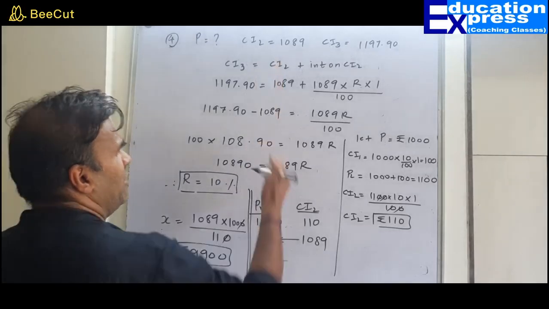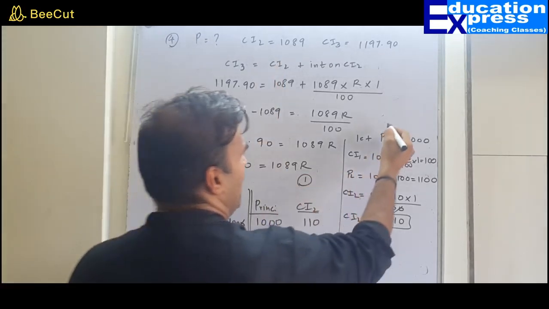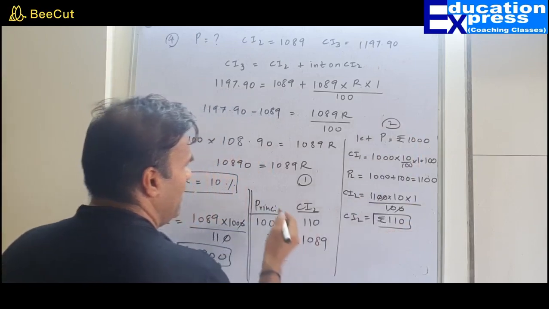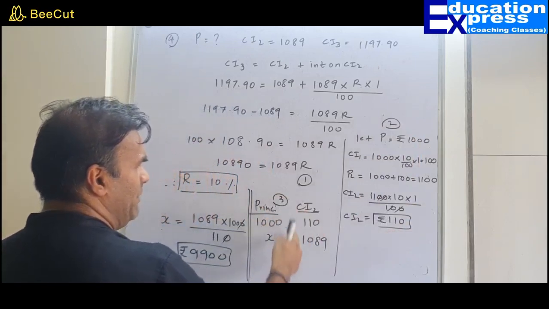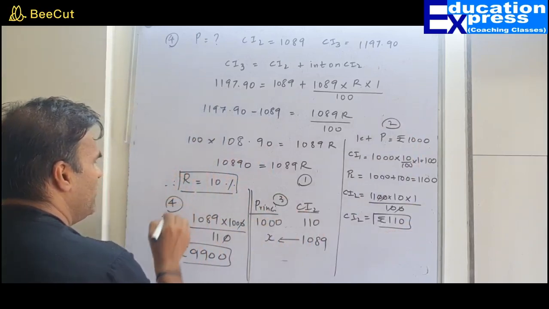So I started with here. This is the first part. Then I started from here. This is the second part. Then I started from here. This is the third part. And then I finished over here. This is the fourth part.